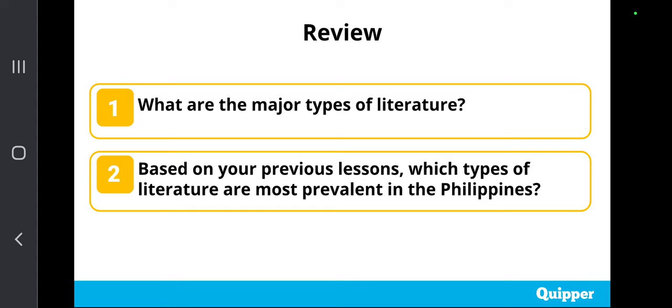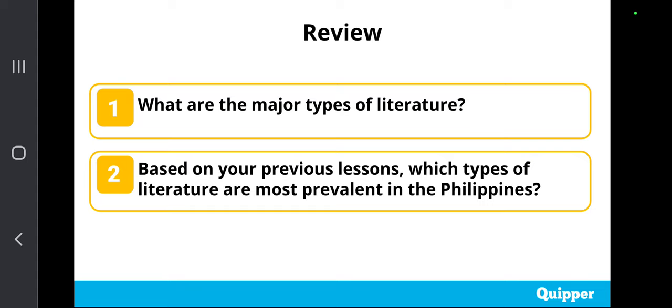Now, as we go through our lessons in this unit, let's try to remember these questions so that we may be able to understand better the lesson at hand. How does one become a national artist? And if so, unsa ang ginabasehan nga type of literature for you to be considered a national artist for literature? Because there are a lot of different types of literature. But the question that we need to understand is, what is most prevalent in the Philippines? That from there, we are basing the award.